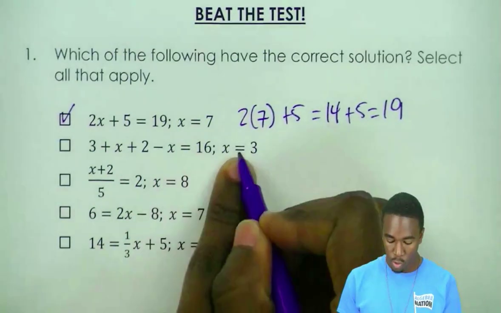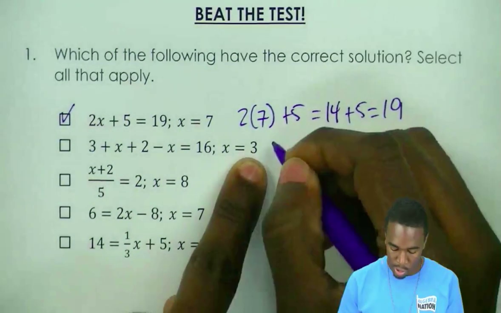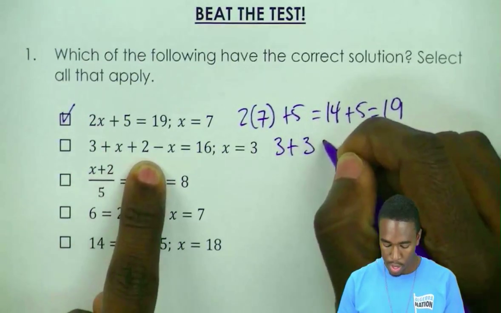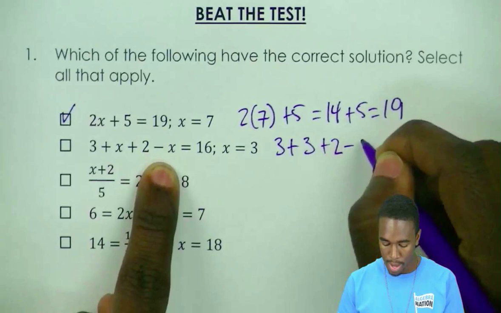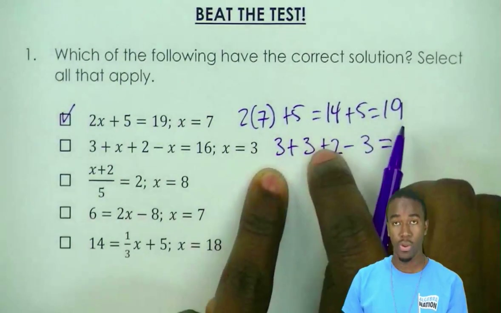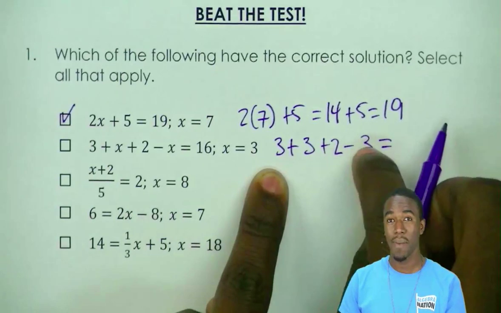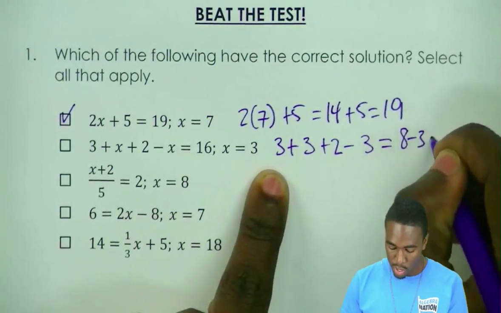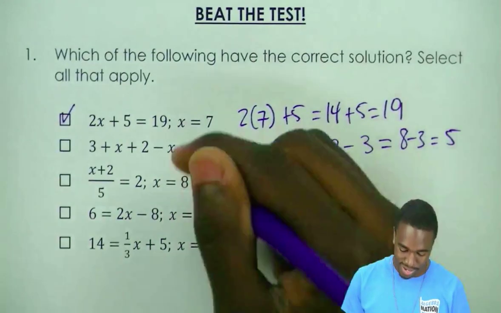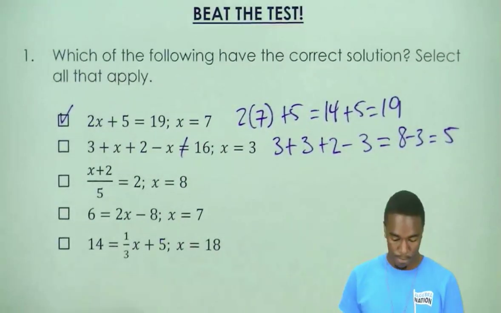Next up, 3 plus x plus 2 minus x is equal to 16. That's going to be true when x is equal to 3. Well, let's make sure of it. So we have here 3 plus x, which is 3, plus 2 minus x, which is 3 once again. Well, let's verify this. 3 plus 3 is 6, plus 2 is 8, minus 3. 8 minus 3 is equal to 5. Last time I checked, 5 is not equal to 16. That one's not going to work.